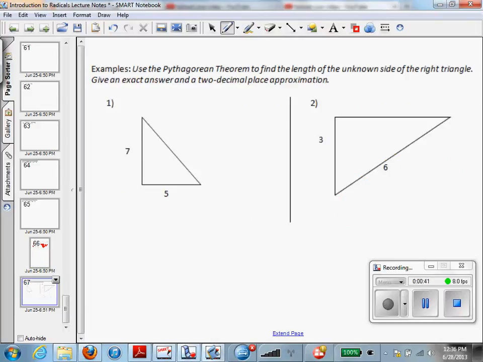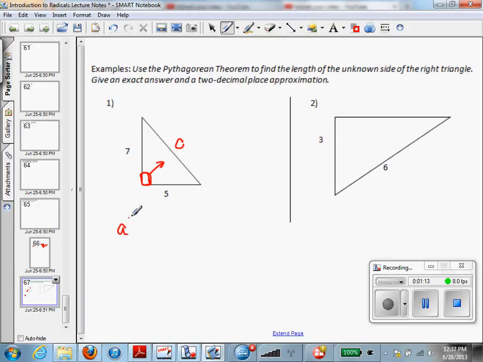So let's look at some examples where we have to use the Pythagorean theorem to find the length of the unknown side of the right triangle, and give an exact answer and a 2 decimal place approximation. Alright, so look at number 1 right here. We see right there is going to be our 90-degree angle, because it is where 2 legs, instead of the hypotenuse, meet. So directly across from that is going to be our hypotenuse. We can call that C.